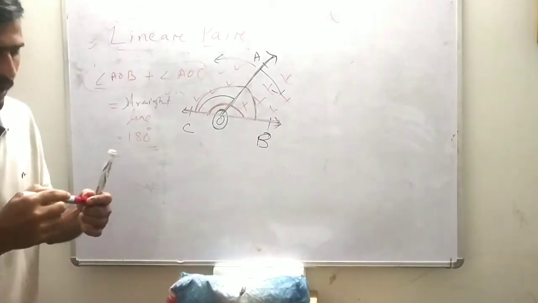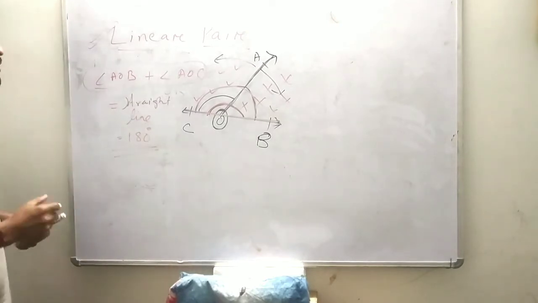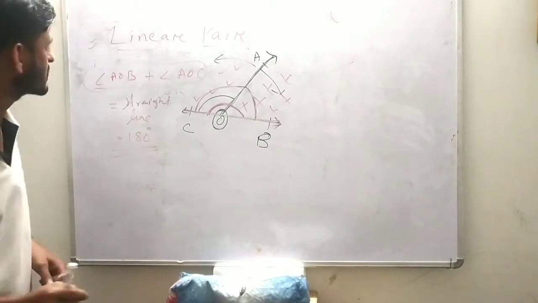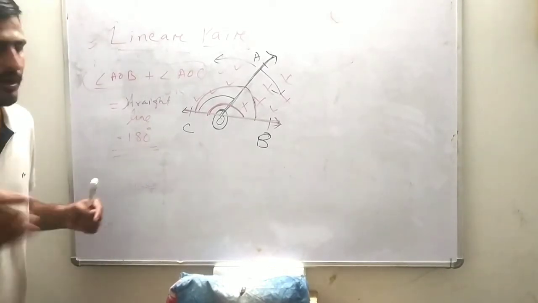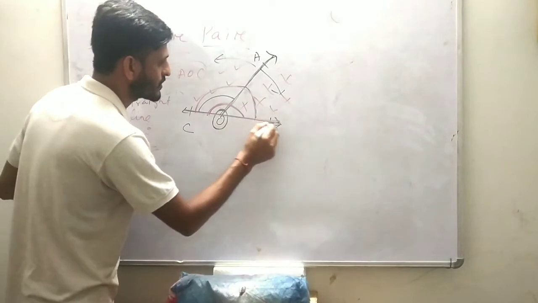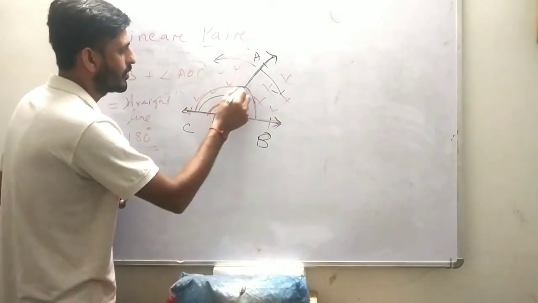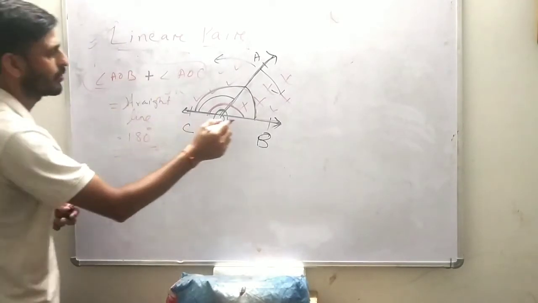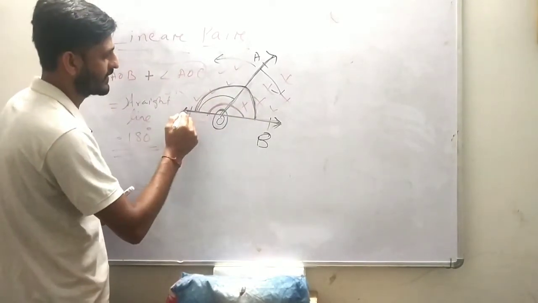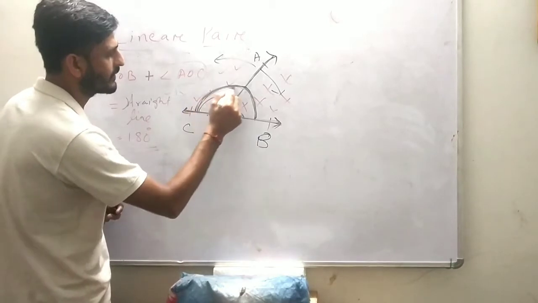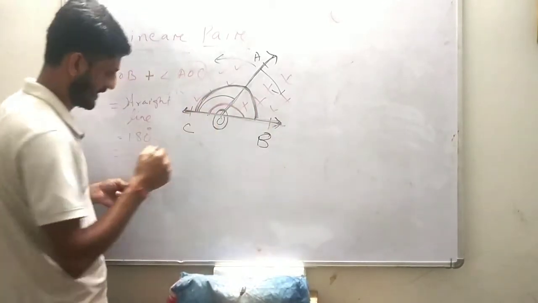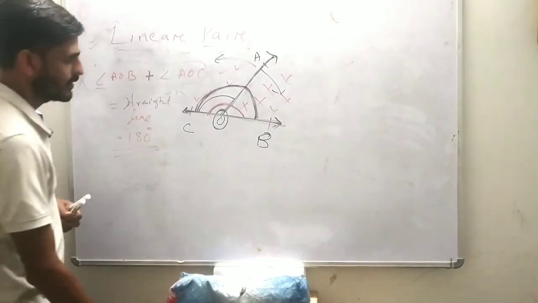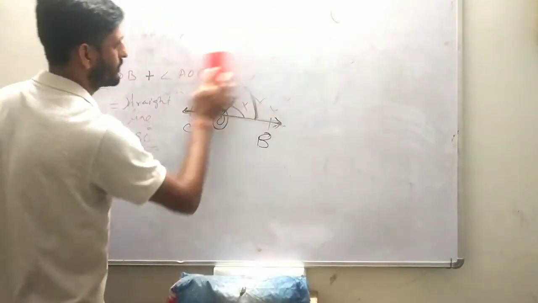So how can we define a linear pair? Two adjacent angles are said to be a linear pair when they form a straight line with their addition. One angle is this, one angle is this, and they form the total angle of this one, which is a straight line. This is called the linear pair. Now let us move to the next point.